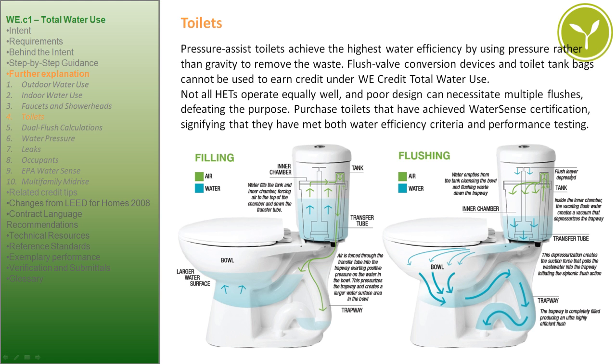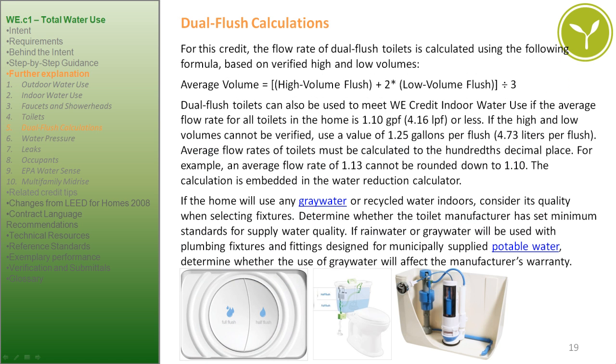Purchase toilets that have achieved WaterSense certification, signifying that they have met both water efficiency criteria and performance testing. Dual flush calculations. For this credit, the flow rate of dual flush toilets is calculated using the following formula, based on verified high and low volumes. Average volume equals high-volume flush plus 2 times low-volume flush, divided by 3.